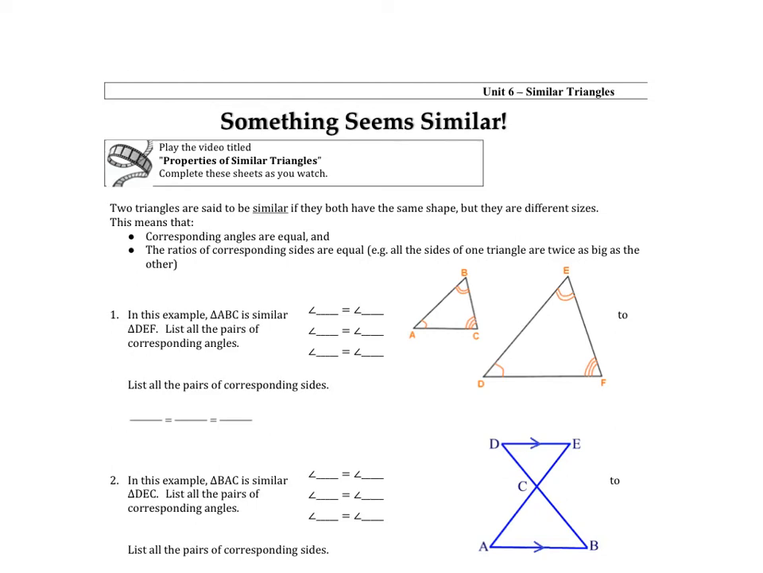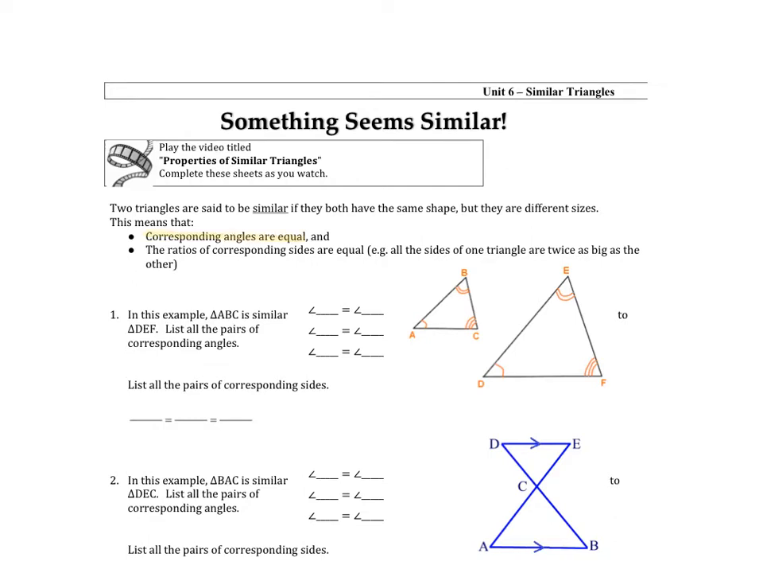In today's video, we're going to be looking at what similar triangles are and how we prove that two similar triangles exist. Okay, so two triangles are said to be similar if they both have the same shape, but they're a different size. So it's pretty much one triangle is double or triple or quadruple the other, but the shape is very similar. Okay, this means when it's a similar shape, it means that the corresponding angles are equal.